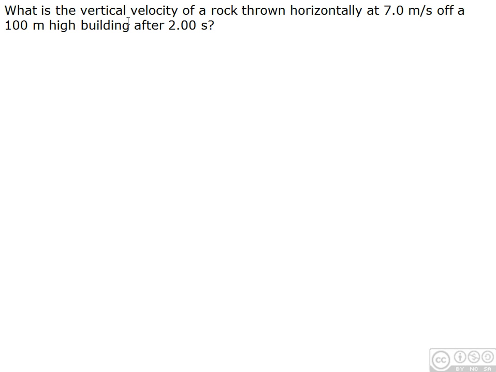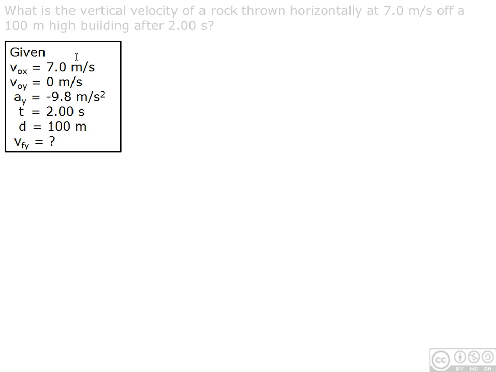What is the vertical velocity of a rock thrown horizontally at 7 meters per second off a 100-meter high building after 2 seconds? So what you're given is the initial horizontal velocity, which is 7 meters per second. And the initial vertical velocity is always 0 meters per second.